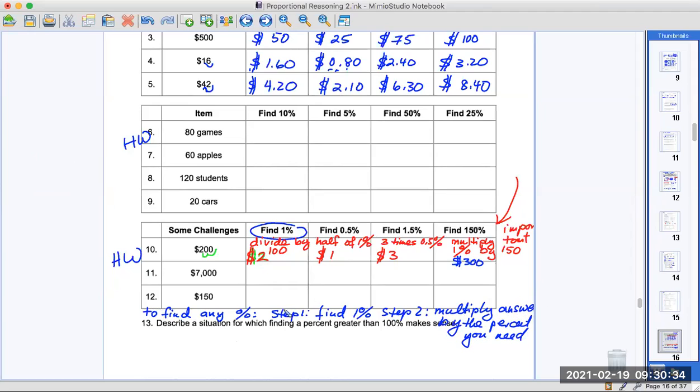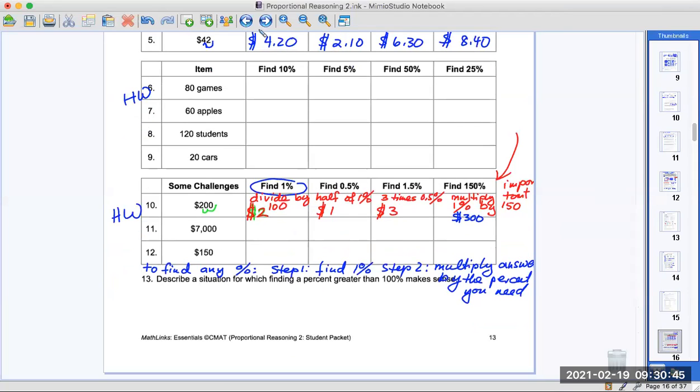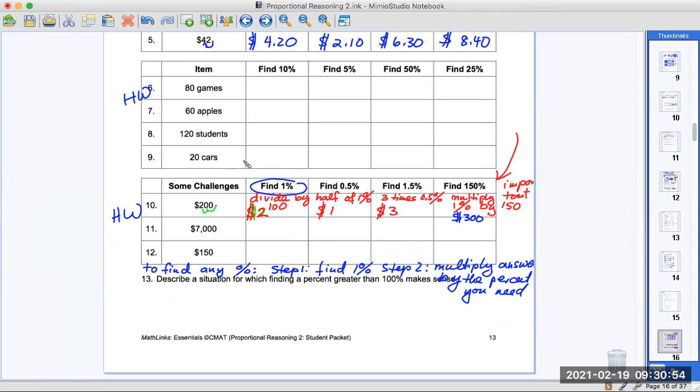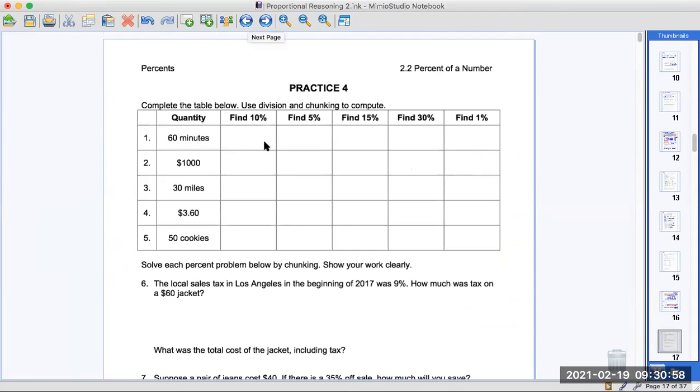Okay, and then you describe a situation for which finding a percent greater than 100, like this case, makes sense. So think of something. It's not important that you get that right. There's really no right and wrong with these kind of questions. It's just trying to stimulate your thoughts and not just mindlessly do your math, but think about it. So we're done, hopefully, with page 13. We're going to page 14.